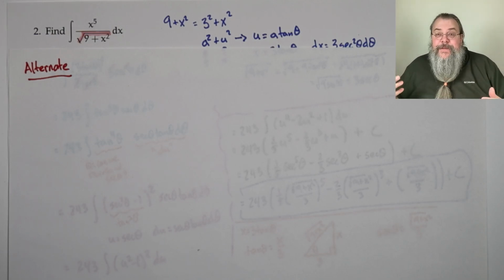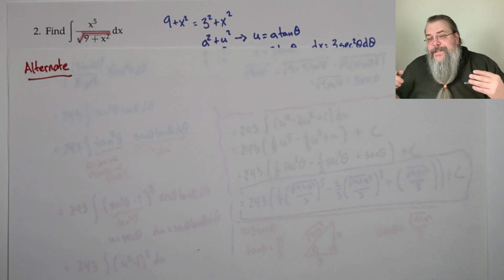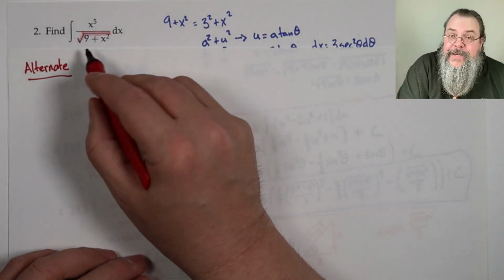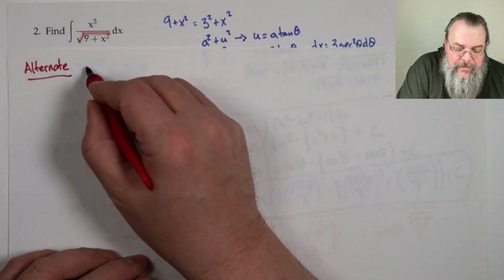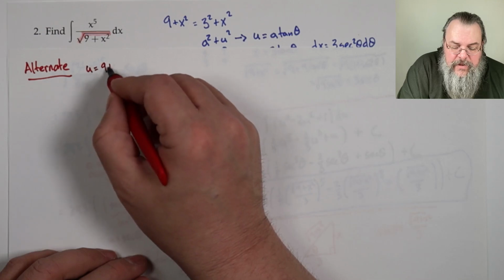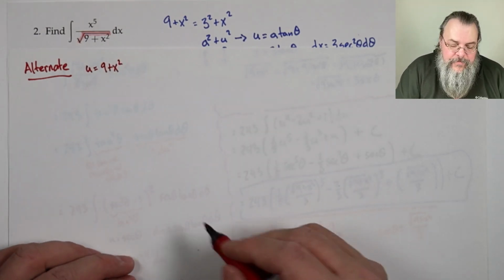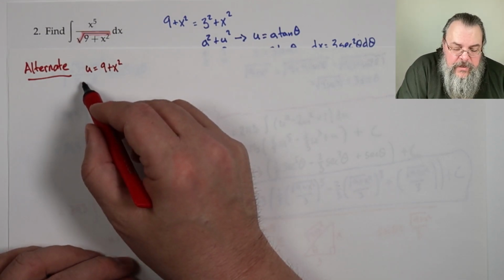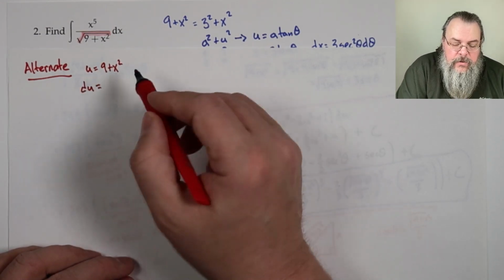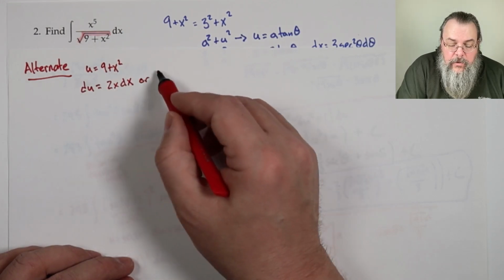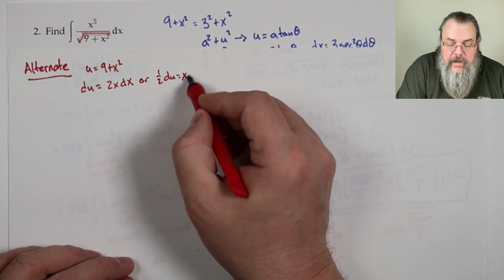There's actually a couple of them that work splendidly. But again, just pick one. For now, let's go with what's on the inside. Maybe that should be enough. Let's suppose we say u equals 9 plus x squared, because that feels like something a Calc 1 student would try. And if we did that, that says that du would be 2x dx. Or if you like, 1/2 du is x dx.